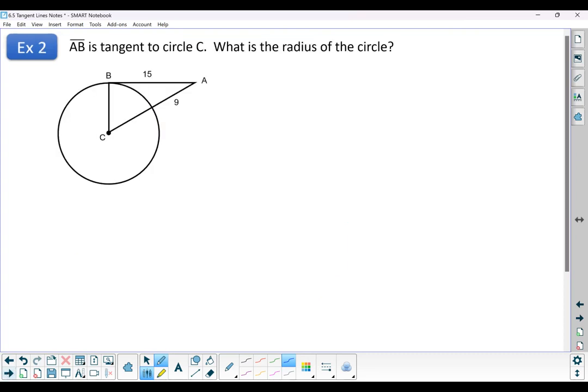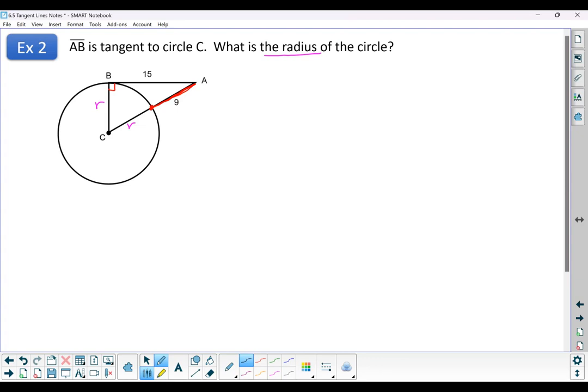Okay, this example looks so similar to the other two, but it's actually a little bit harder to calculate. So we know that the distance from the edge of the circle to point A is 9. And the question we're trying to answer is, what is the radius of the circle? So I'm going to call that R. And we have two radii in this diagram. And we know that AB is tangent, so we know we have a 90-degree angle right there.